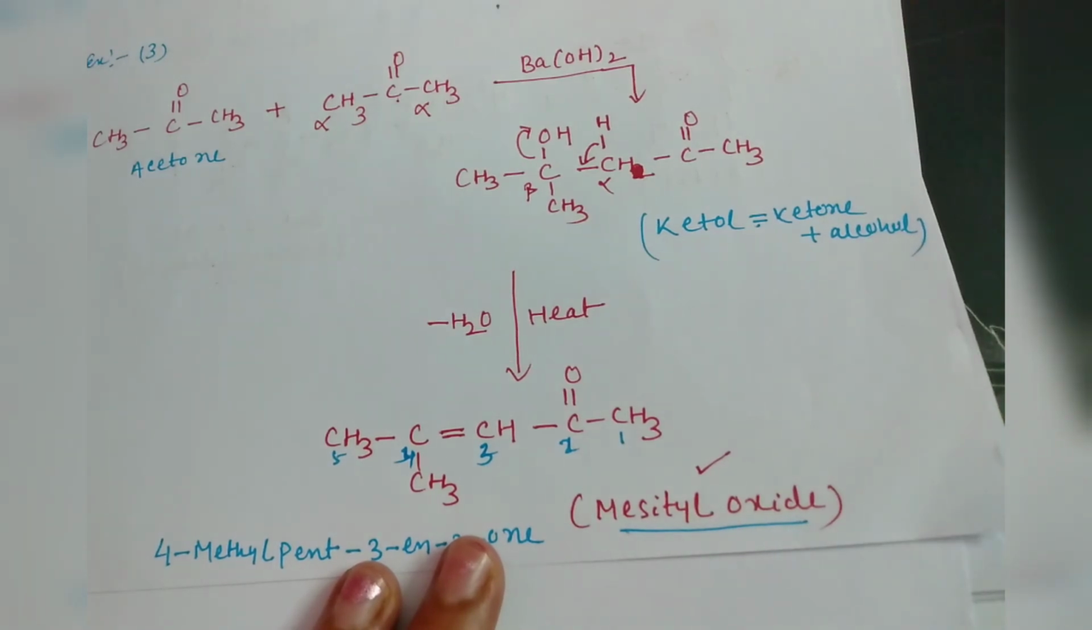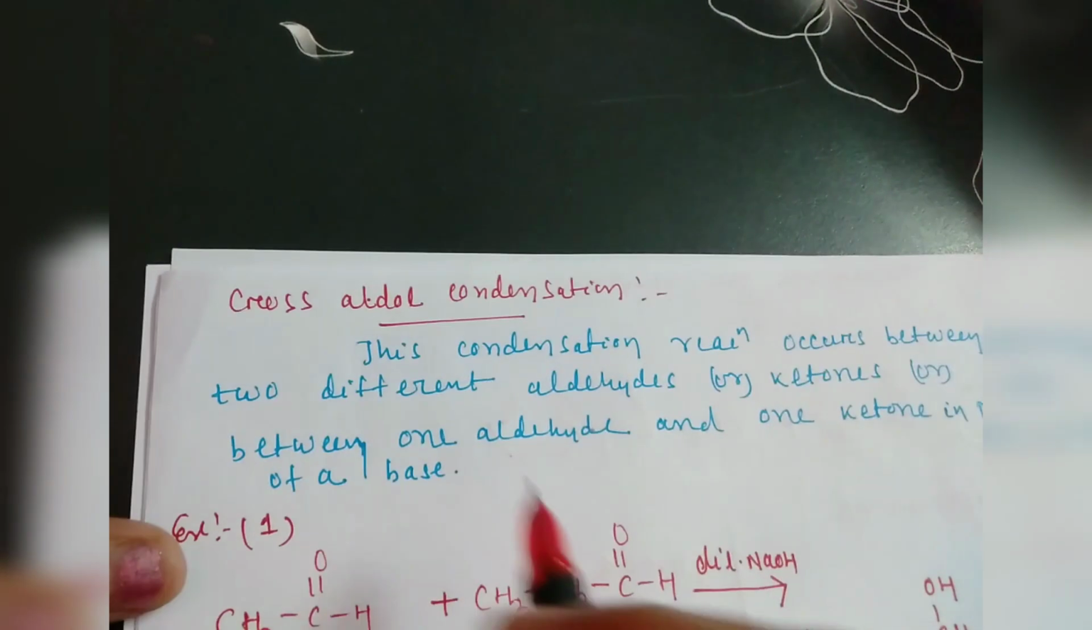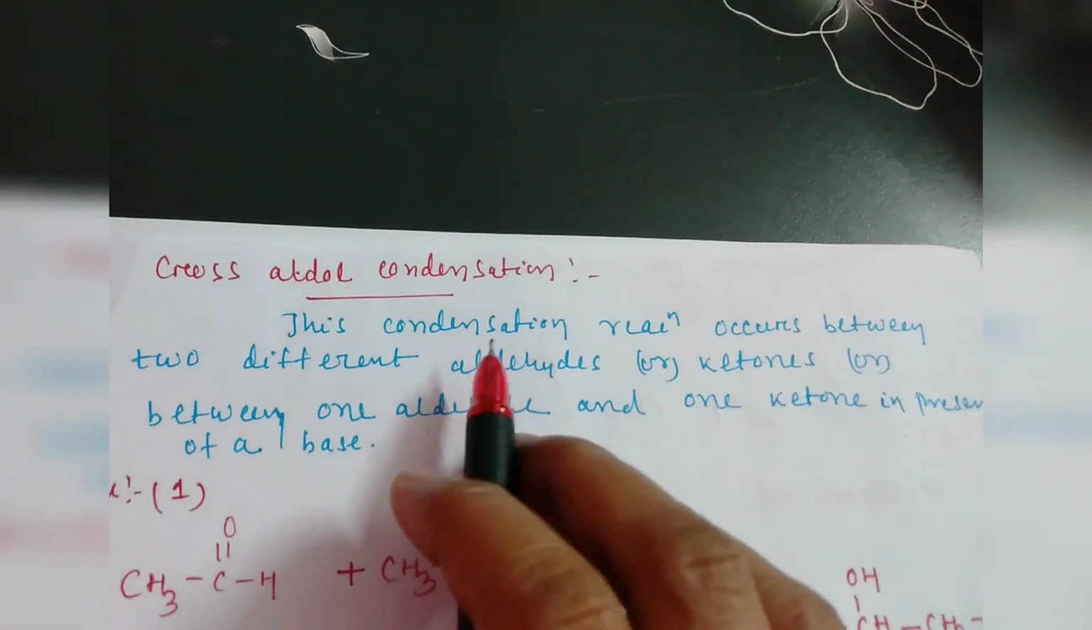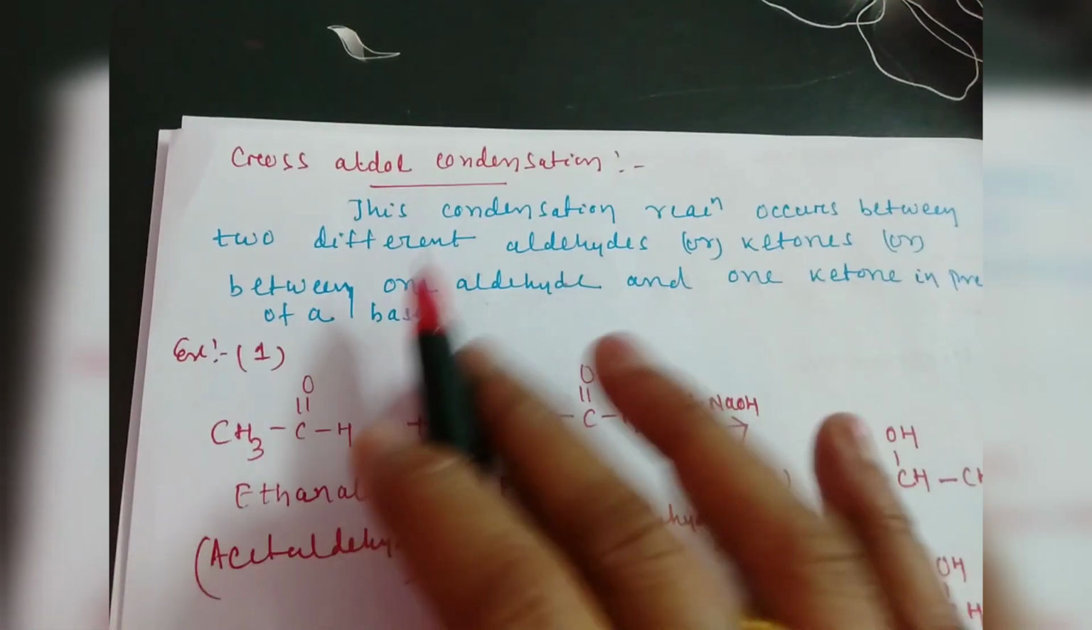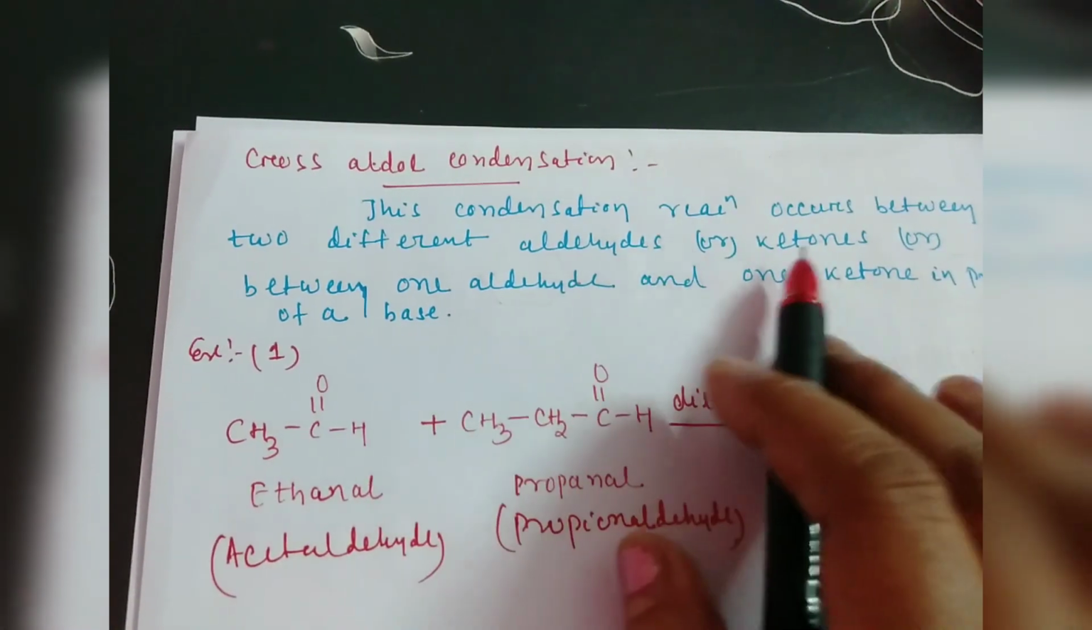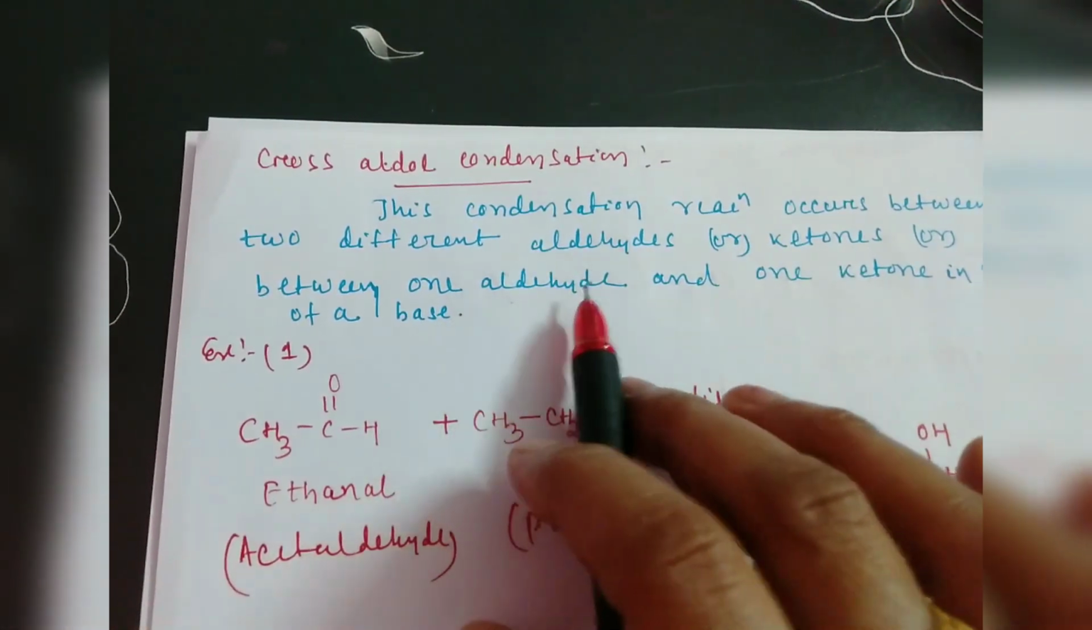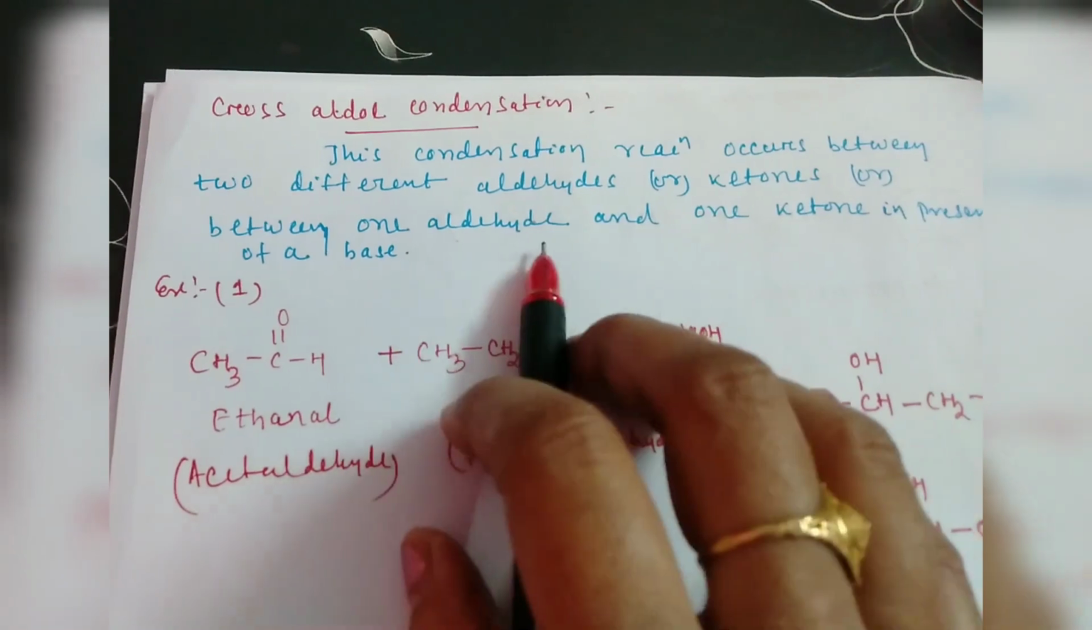Okay, thank you. Now next we will discuss cross-aldol condensation. So what is cross-aldol condensation? This is the condensation reaction which occurs between two different aldehydes or two different ketones, or between one aldehyde and one ketone in the presence of a base.